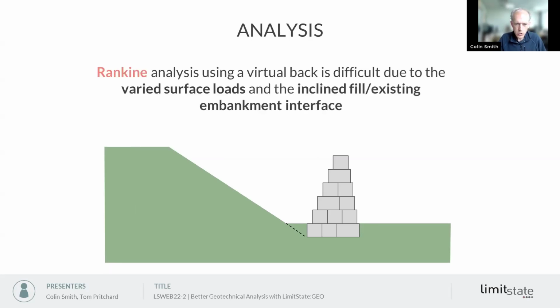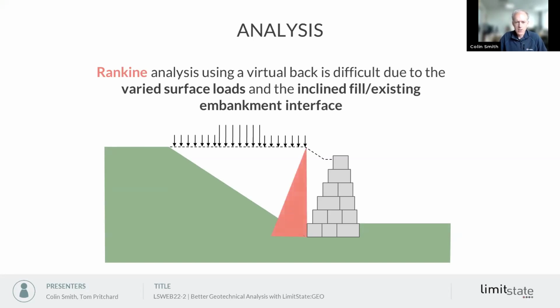Now, of course, we could analyze this problem using some simple hand calculations. So, for example, we could use a Rankine analysis, but that's slightly complicated because we have those varied surface loads, which make it a little bit more complicated to use a standard formulae, and we have this interface between the fill and the existing embankment. So we're not quite clear how that would affect the Rankine earth pressure distribution.